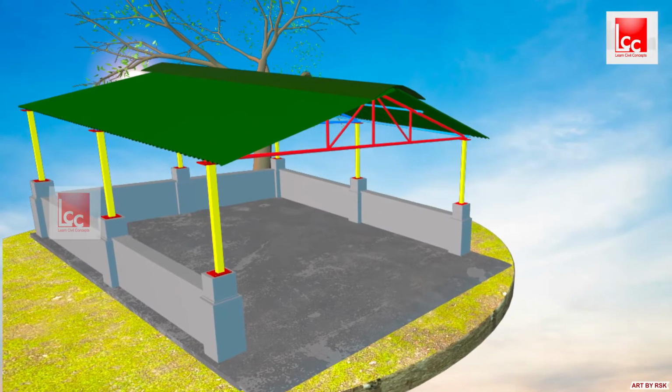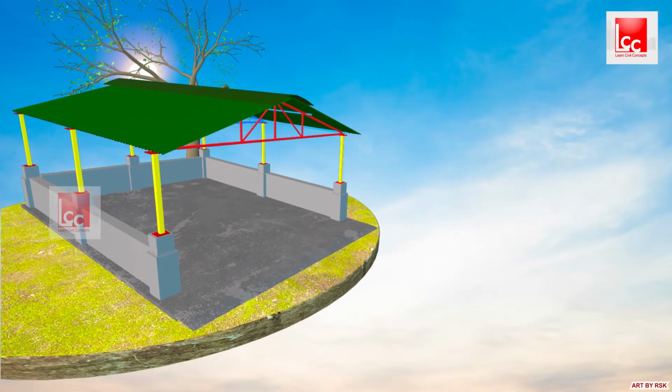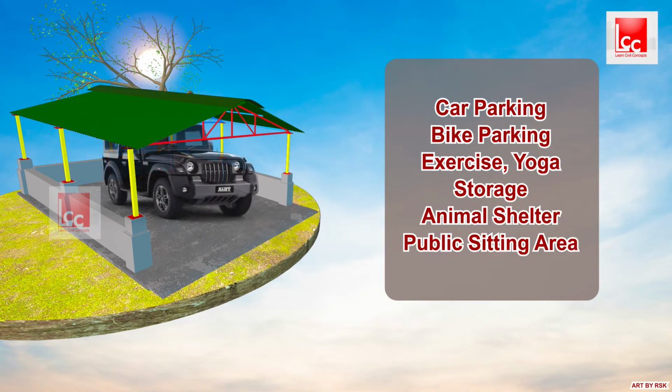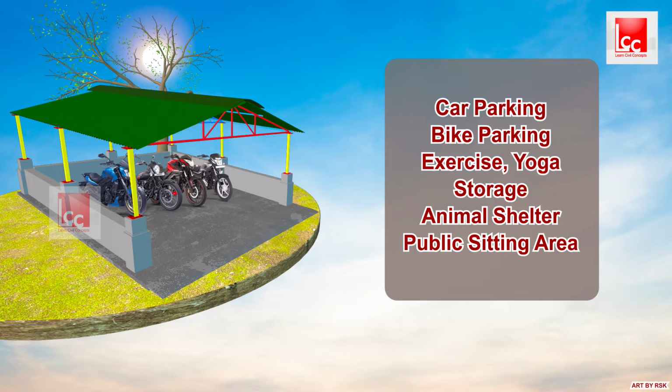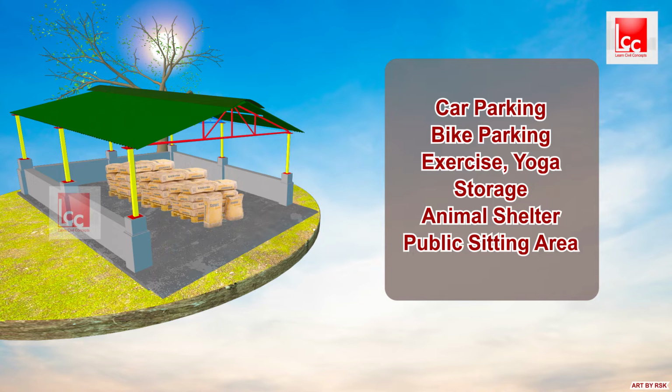Now we have completed the basic shed construction. After completion, the shed looks as shown in the model. The basic purposes for which this type of shed can be used are car parking or bike parking, for doing exercise, for relaxing, and many more.